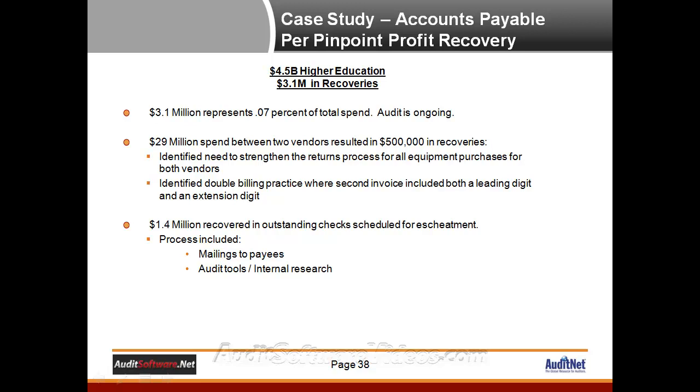Another thing that was talked about was escheatment, and savings that can come through escheatment. In their case, they had outstanding checks that they were able to move internally by basically mailing payees and doing internal research to determine whether or not those outstanding checks were truly owed. And what they found was, in most of these cases, it wasn't owed, by checking in with the payee or doing internal research.